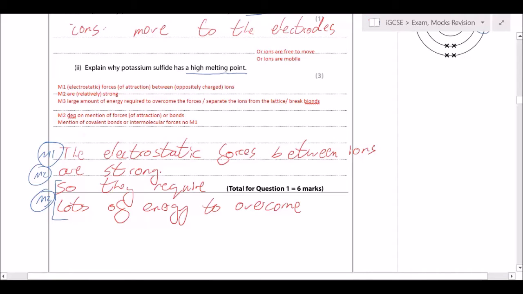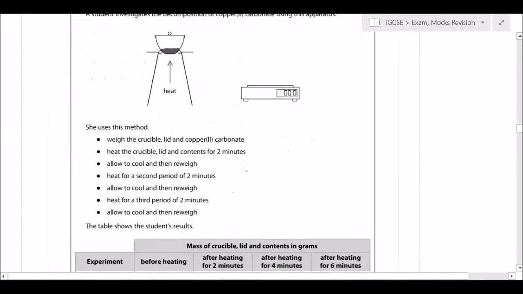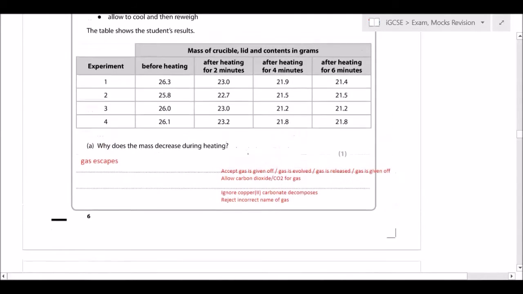Mark 2 depends on the mentioning of mark 1. And if you had started to talk about covalent bonds or intermolecular forces, you wouldn't get mark 1. Remember, intermolecular forces are only with simple covalent. An ionic lattice has loads of ionic bonds. There aren't molecules.